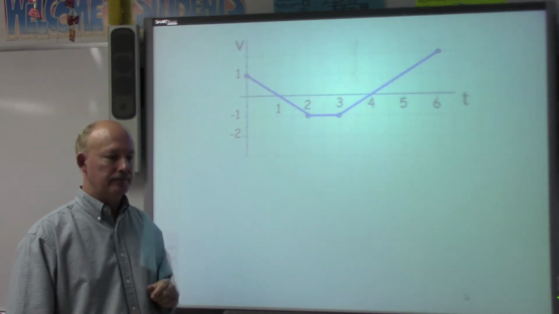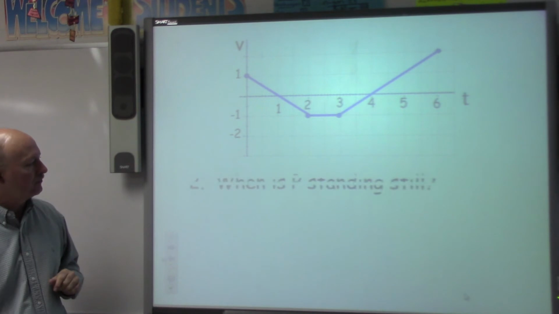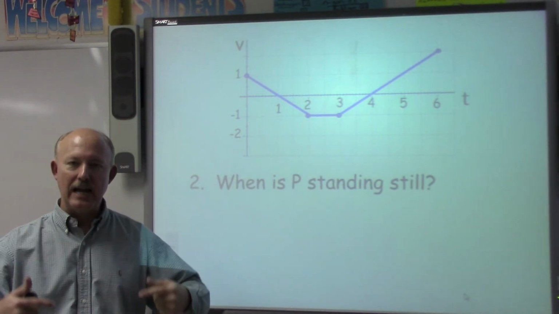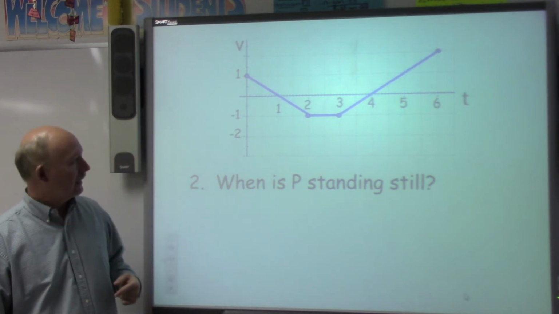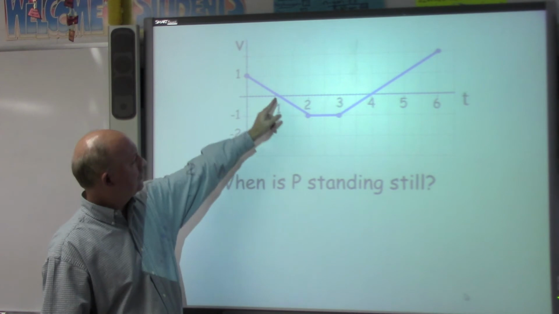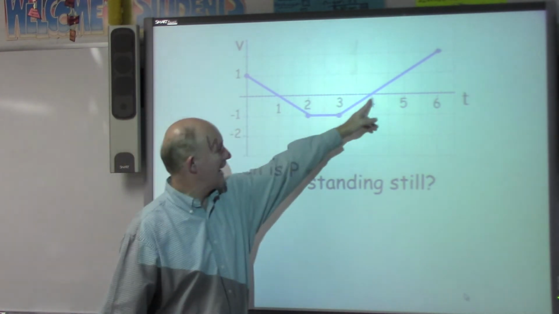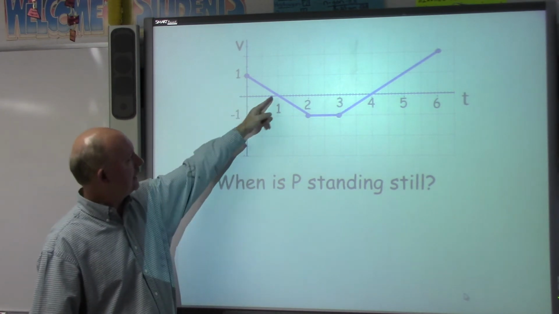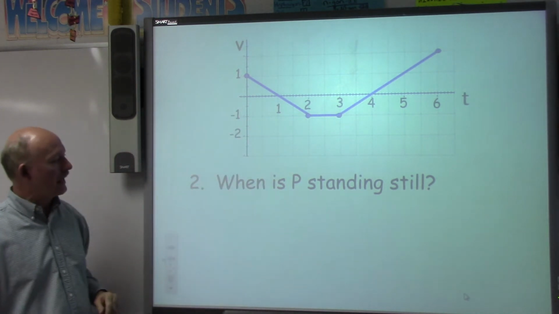Okay, next question. Same graph, next question. When is P standing still? Well, the particle is going to be standing still when it changes direction. And you can see it changes direction at 1 unit of time, and at 4 units of time. So it's moving to the right and then to the left, so it's going to change at 1 and 4.